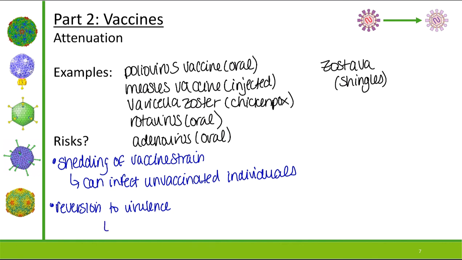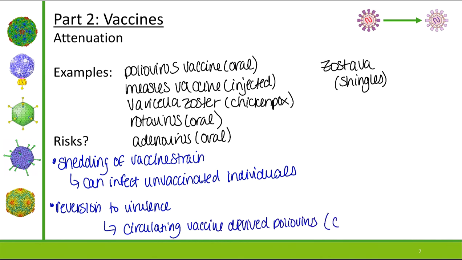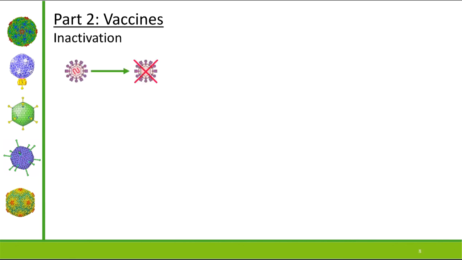to virulence. And this is actually what we see with polio. So we see something known as circulating vaccine derived poliovirus, which is shorthand CVDPV, and this is especially a problem in underimmunized populations. So again, there are definitely risks with attenuation, and we will talk about some of the pros and compare attenuation to some of the other methods of making vaccines at the end of this topic.